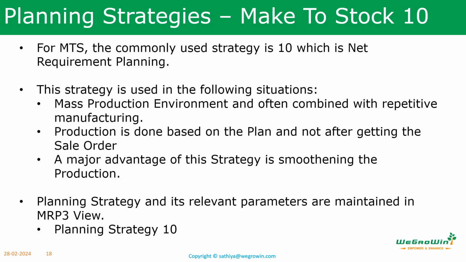For make to stock, the commonly used strategy is 10, which is net requirement planning. This is used for mass production environments and also in repetitive manufacturing. Production is done based on the plan and not after getting the sales order. The major advantage is smoothing of the production. The planning strategy and relevant parameters are maintained in the MRP3 view, with planning strategy 10 and MRP indicator 2.